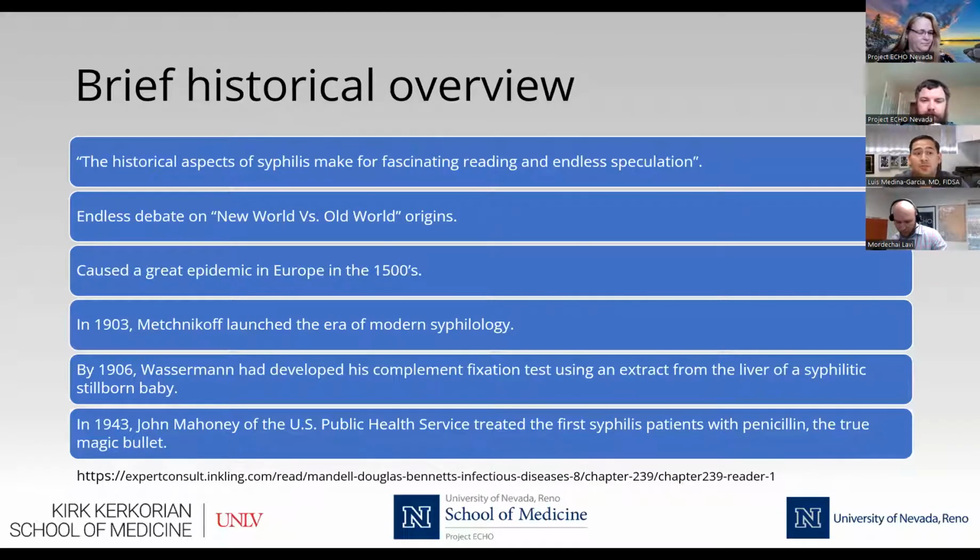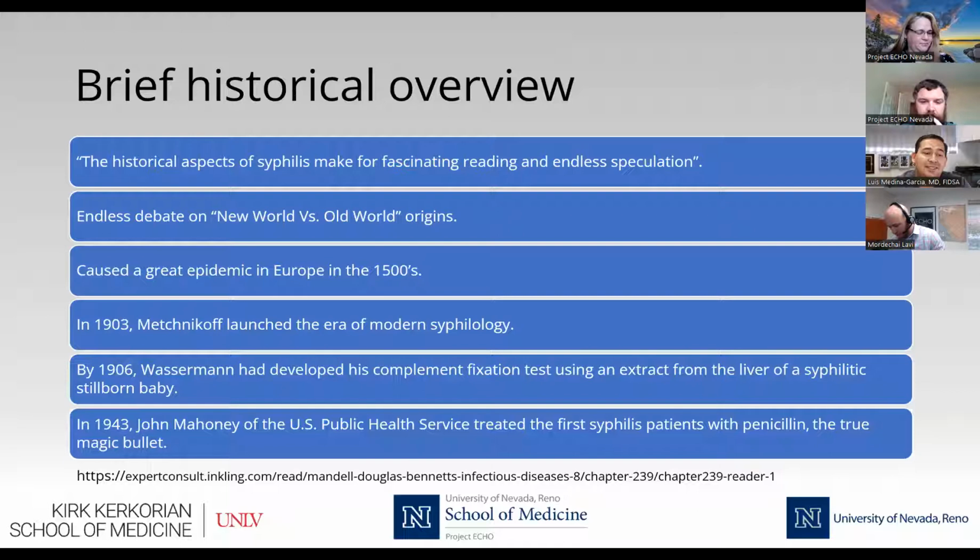All right, so a brief historical overview. So we've known about syphilis for hundreds of years, and it probably goes back thousands of years based on historical bone records. The historical aspects of syphilis make for fascinating reading and an endless amount of speculation. You know, so many different stories have been told about where it originated. There's endless debate of whether it was a New World versus an Old World disease.